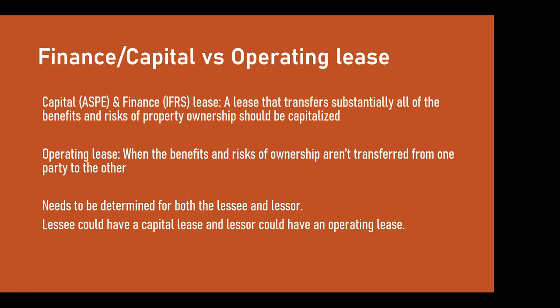And then an operating lease is when the benefits and risks of ownership aren't transferred from one party to the other. You need to determine if it's a capital or operating lease for both the lessee and the lessor, because sometimes it could be a capital lease for the lessee, but for the lessor, it might be an operating lease. So you have to do the analysis for both of them. And that's where the theory part comes in. After that, you're just doing the transaction based on if it's a capital or operating lease.